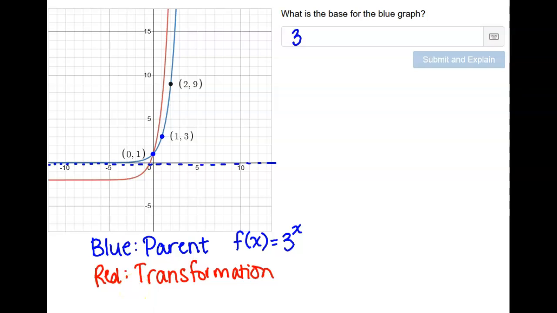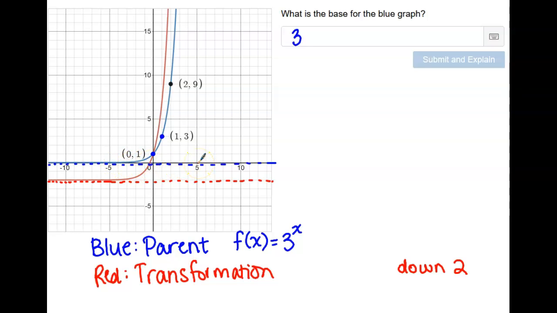Okay, so let's try and figure this out. So if we look at the red graph, we notice that this is where this line starts to flatten out. So this is where our new asymptote is going to be. So this line right here becomes our new asymptote. So that blue asymptote has shifted down 2. So I'm just going to put this off to the side. Down 2.